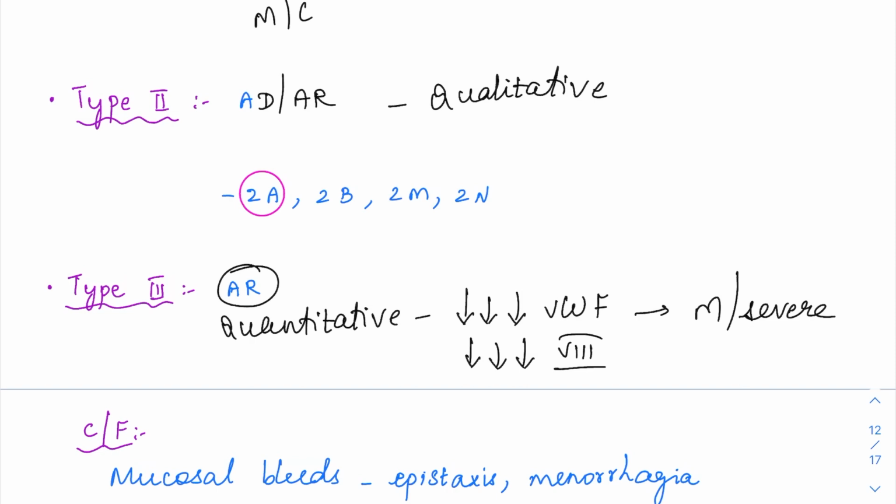Out of this, 2A is going to be the most common, and it is autosomal dominant. In 2A, the von Willebrand factor multimers are not going to be formed properly. Von Willebrand factors usually tend to form multimers, so the multimer formation and assembly is not going to be proper in 2A, and that is the most common out of this type 2. Most common von Willebrand disease will be type 1, most severe is type 3. In type 2, the most common one will be type 2A.